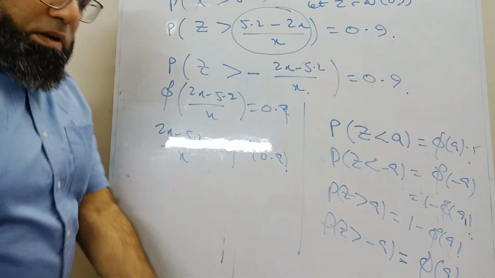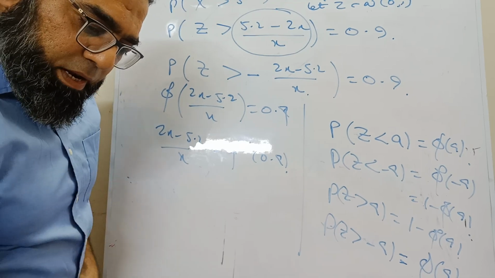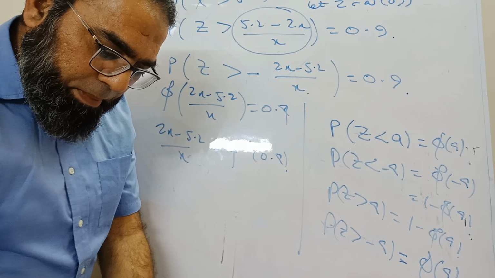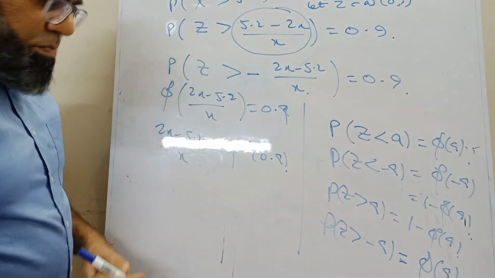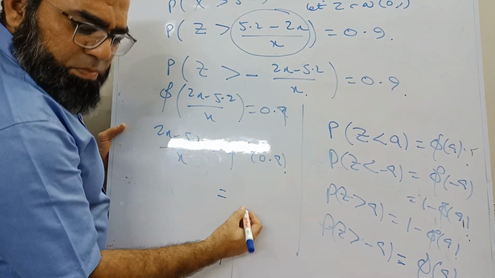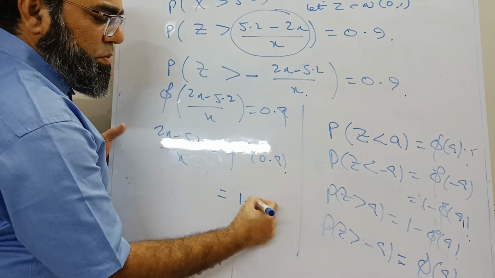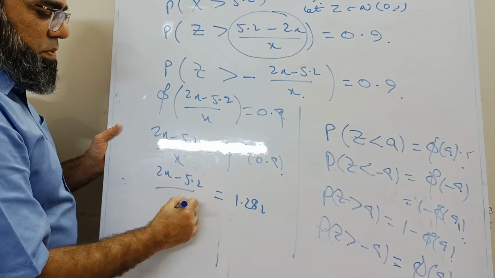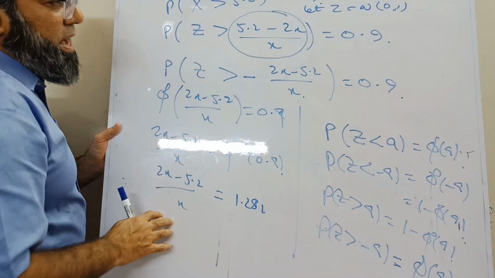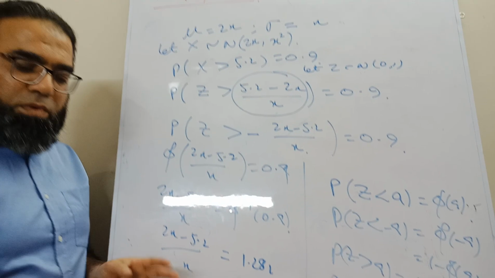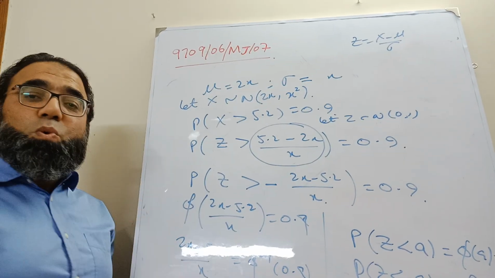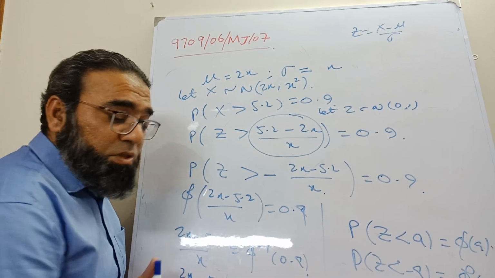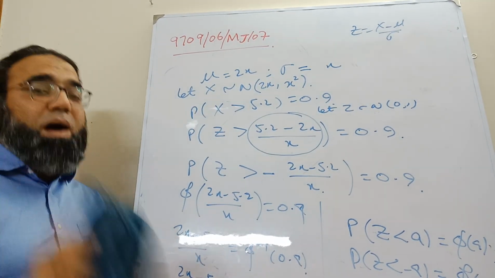Let me see if this girl has done this. Yeah, she has done this correctly. Here, she has found the phi inverse of 0.9, which is 1.282. Now the rest is just a linear algebraic equation. You cross multiply this, you get your x, and that x will be the required standard deviation. Please do this question again and try to do the questions which are similar to this. You can find many such questions in the past papers.